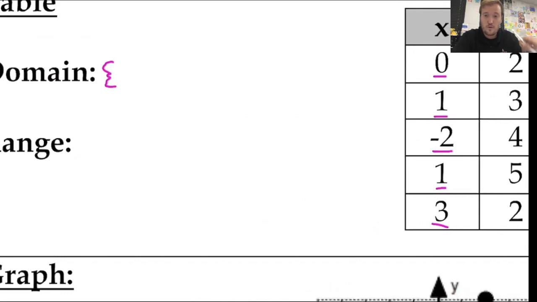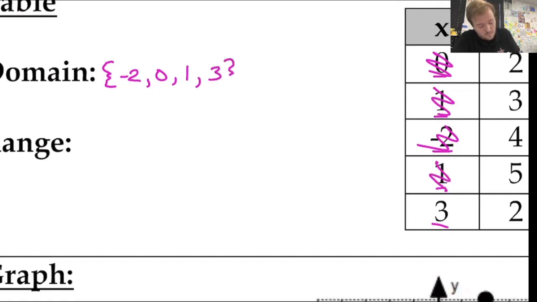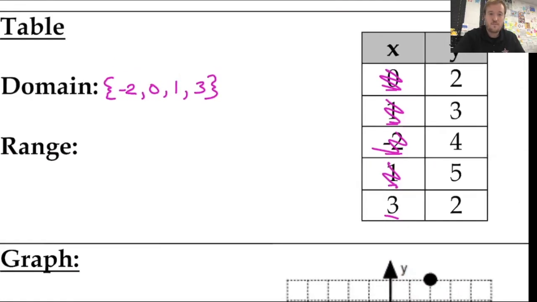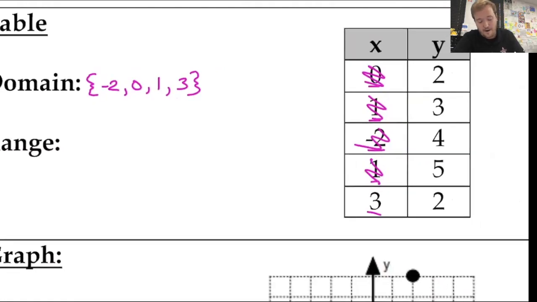All right, so we want to start with the smallest values. So -2. That takes care of that one. Then the next value would be 0. Takes care of that one. All right, so 1 is written twice, but we only write it once. That takes care of both of those. And then we have 3. So even though we have 5 data points here, we only have 4 elements within the domain.